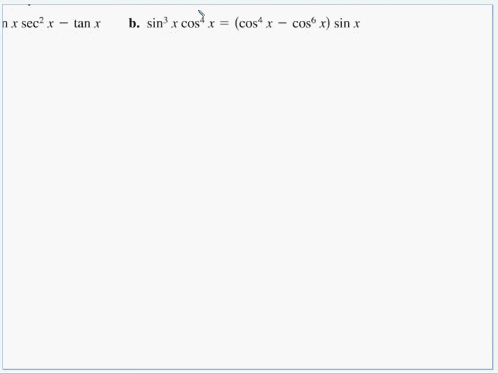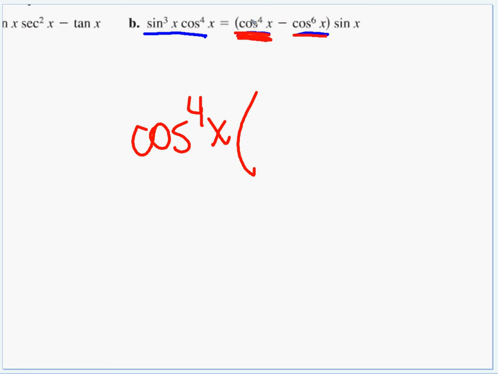Let's see here. Our finish line has a sine cubed and cos to the 4th. Now look what we've got here: a cos to the 4th and a cos to the 6th in that same set of parentheses. And outside the parenthesis we do have a sine. So we're going to pull a cos to the 4th out of the parenthesis. Cos to the 4th comes out. What are we left with? Our first term we factored out entirely, so that's a 1, minus cos to the 6th. We pulled out a cos to the 4th, so that leaves a cos squared. Ooh, that's going to be a Pythagorean. And we've still got here this sine x.